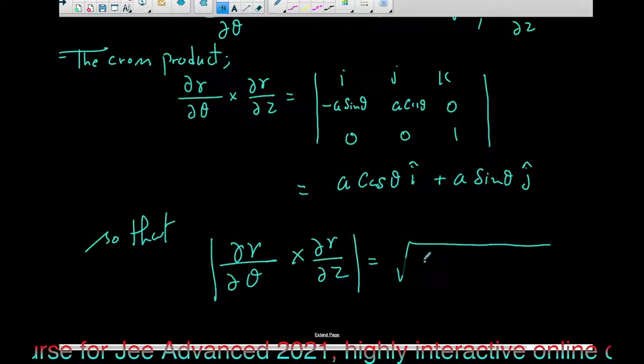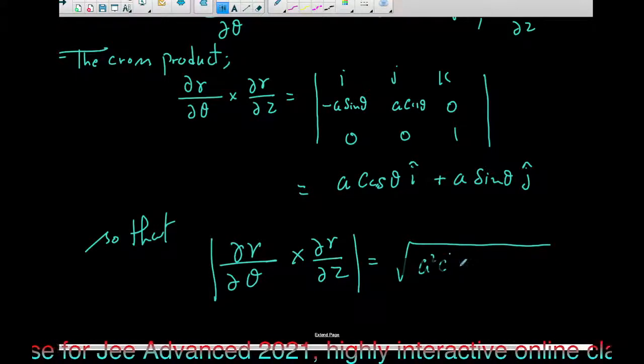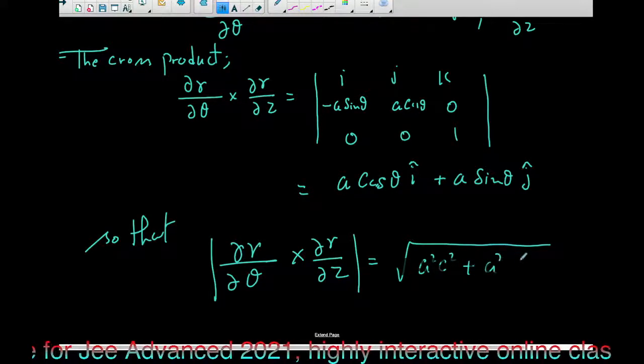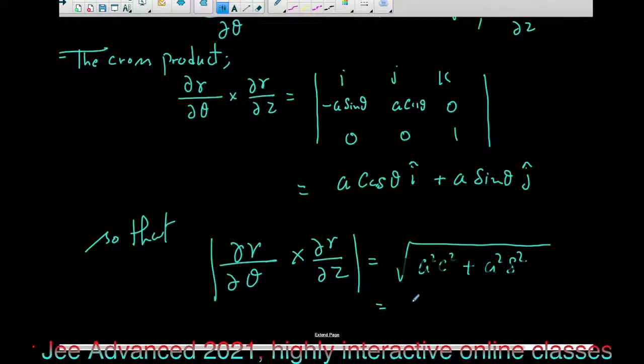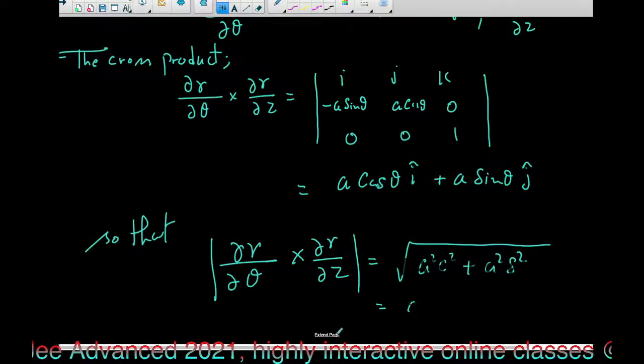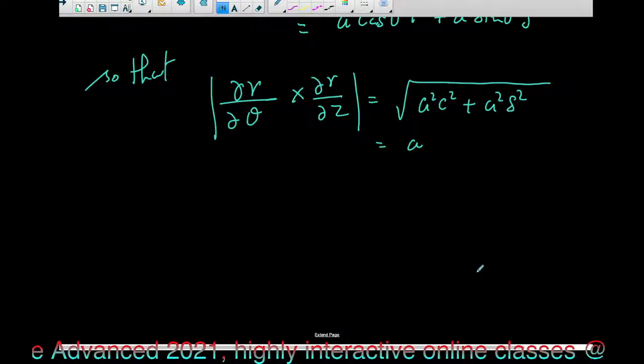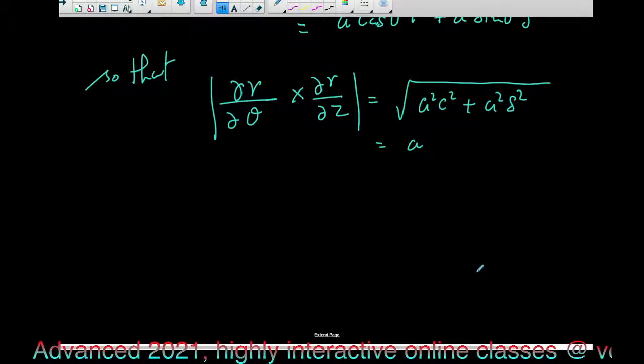Yes, sir. That is a squared cos squared theta plus a squared sine squared theta. I am writing s and c for sine and cos respectively. That is called a. So simply, that is nothing, it is a. So what we say is this much.